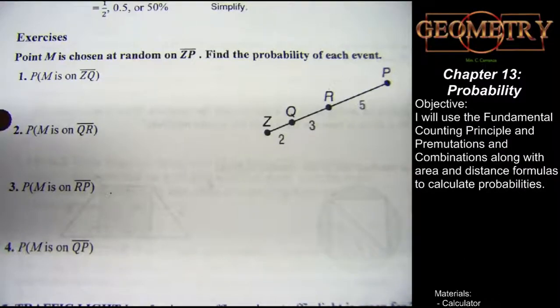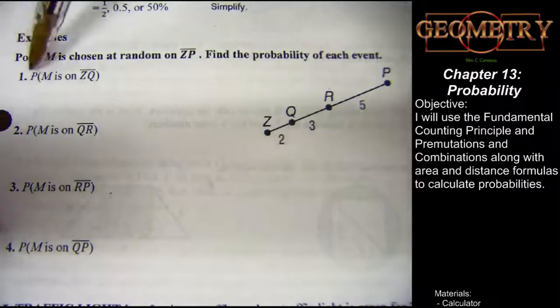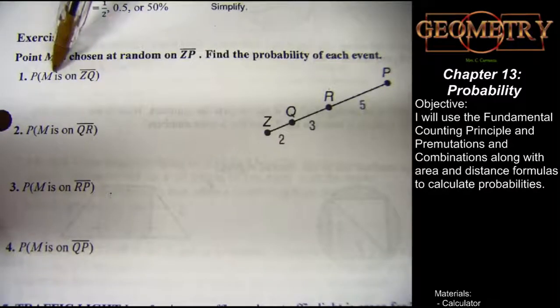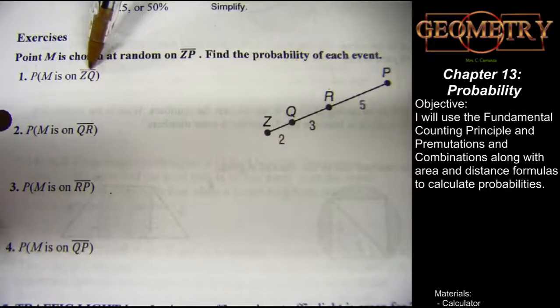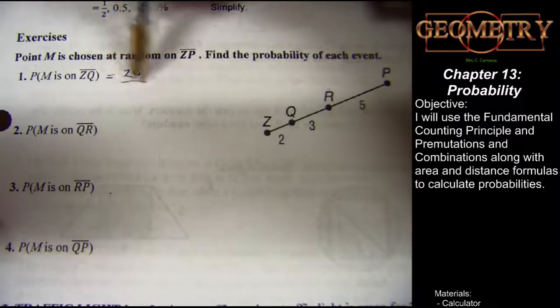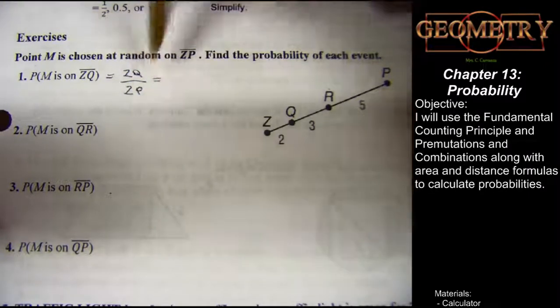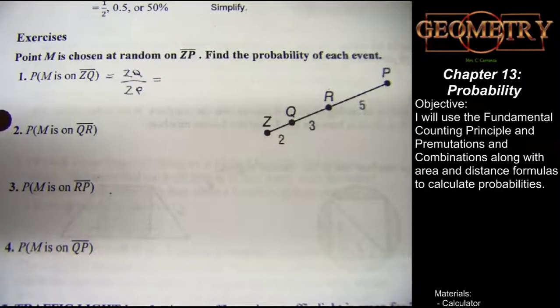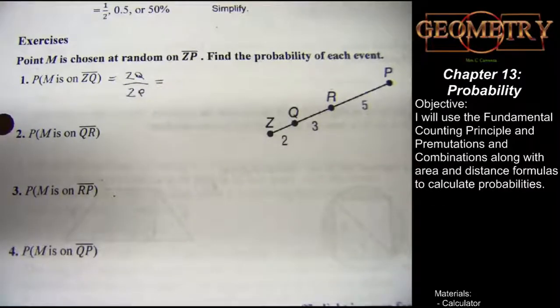But it's random as to where this point is because I'm not very good at this game. So we want to know the probability that M is on the line segment piece from Z to Q. We're going to find the length of ZQ and divide it by the length of ZP, and that will give me the probability that I hit the line somewhere on Z through Q.